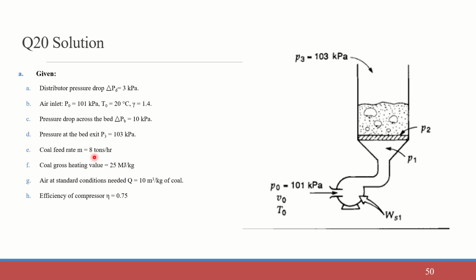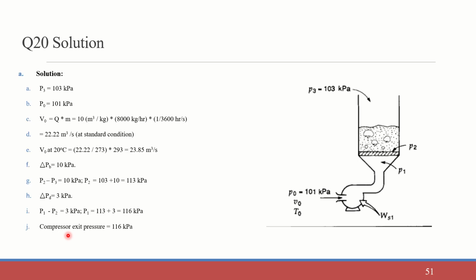Coal feed rate is 8 tons per hour. Coal gross heating value is 25 megajoules per kg. And air at standard conditions required is 10 meter cube per kg of coal. So for 1 kg of coal, we require 10 meter cube of air. If that is the case, how much do we require for 8 tons per hour? We can get the volumetric air flow rate from these two statements. And efficiency of the compressor is 0.75. We are asked to find the compressor power requirement.